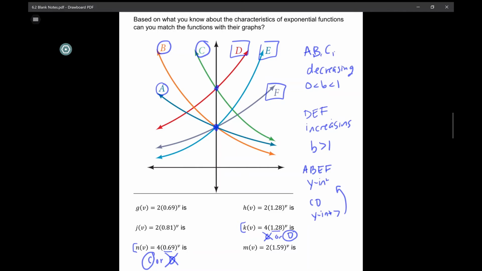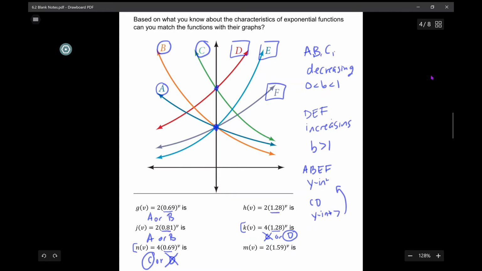All right, so we have 4 that all have the same y-intercept value of 2. Of those, A and B are decreasing, and E and F are increasing. All right, so let's just rule those out. This is going to be less than 1, so this one has to be A or B. This is also less than 1, so this one has to be A or B. So my 0.81 is less than 1.